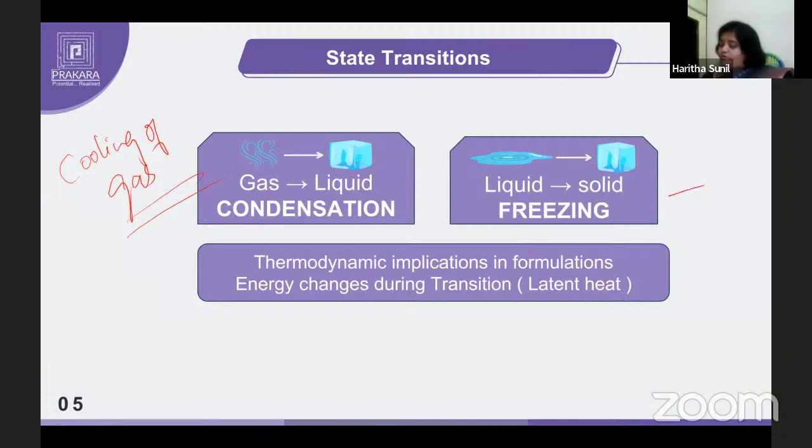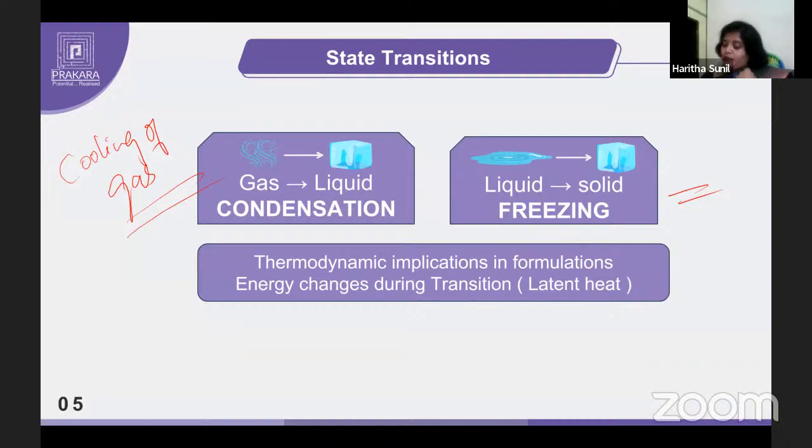The next one we have is liquid to solid, which is called freezing. Everyone is very much habituated to eating ice creams and ice cubes. It is nothing but freezing. The transformation of a liquid into a solid at a lower temperature, as it loses heat, is called freezing. An example in pharmaceuticals is freeze drying, which begins with the freezing of a liquid drug solution. It also maintains the integrity of heat-sensitive drugs.